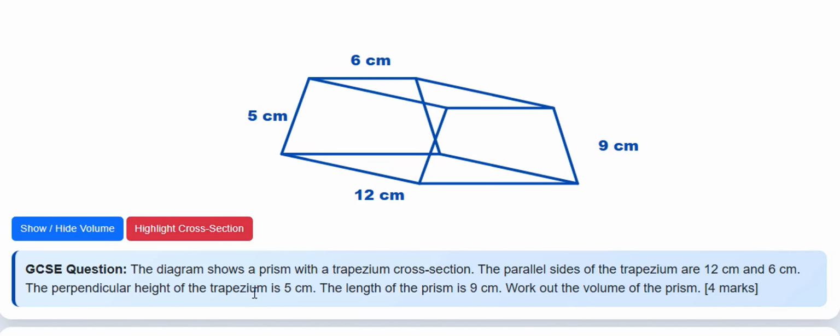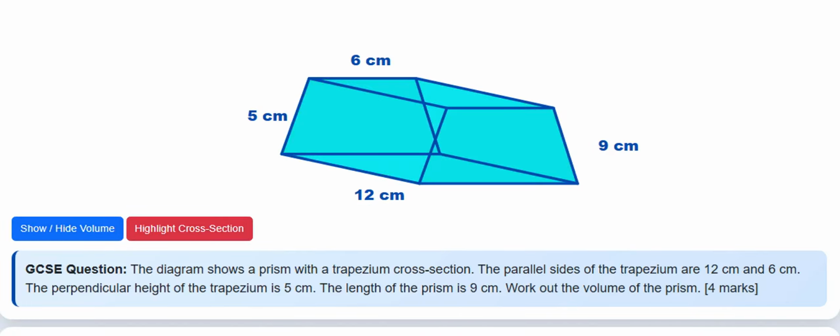Since this one has a cross-section of a trapezium, of course we need to find the cross-sectional area, which in this case is the area of the trapezium. Then we multiply by the length of the prism to get the volume. So those are the two trapeziums, and the volume you are looking for is the total space occupied by that prism, which is that one.